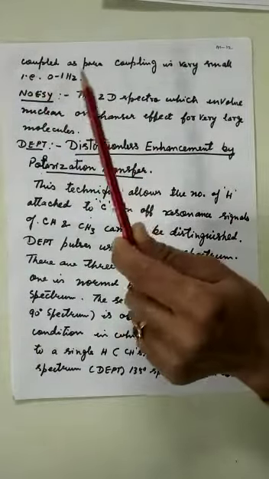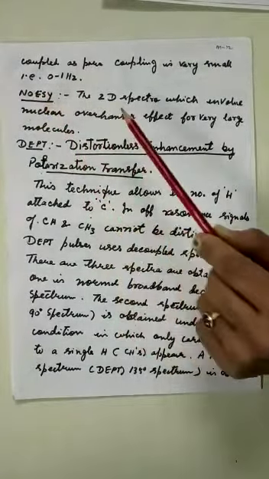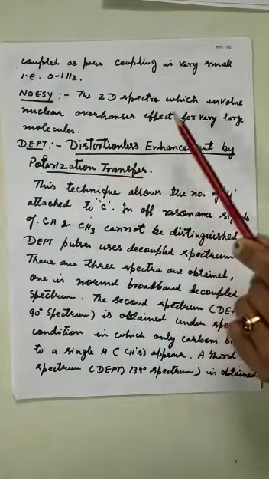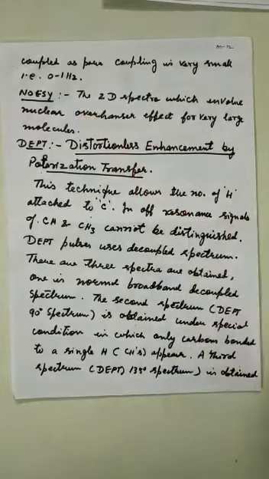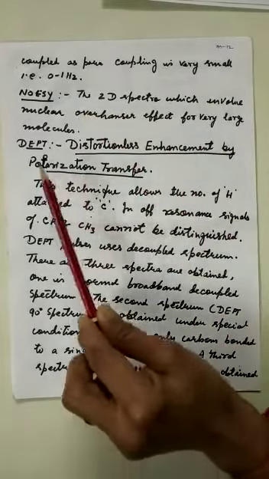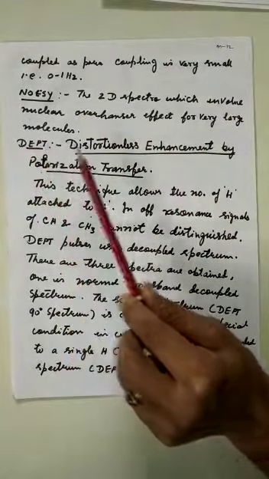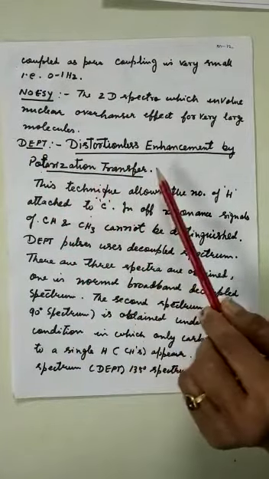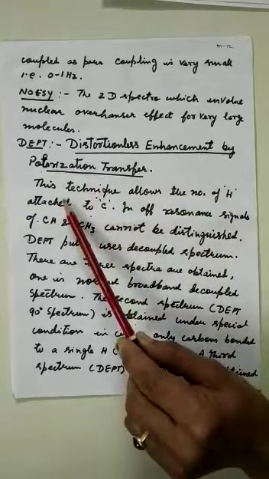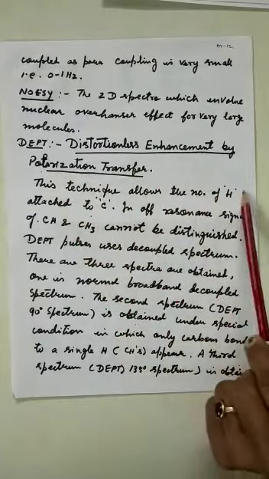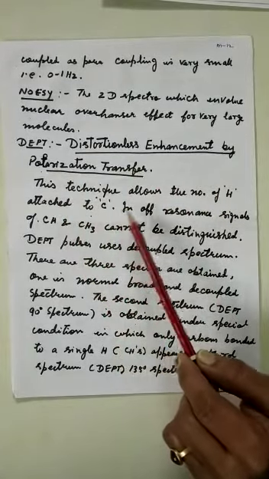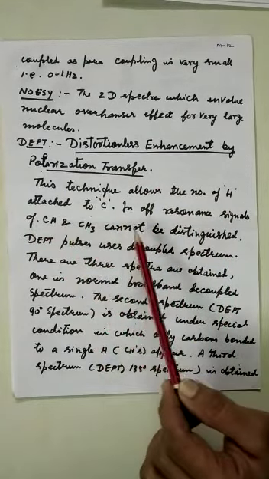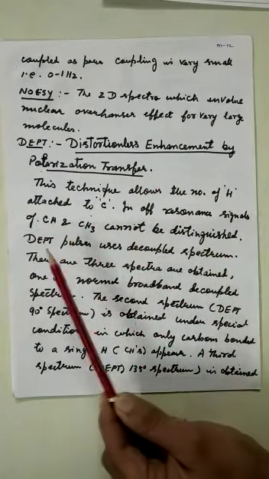Next we are taking the NOESY. It is a two-dimensional spectrum which involves the nuclear Overhauser effect. Next is DEPT, that is distortionless enhancement by polarization transfer. This technique allows determination of the number of protons attached to the carbon. In off-resonance spectra, the CH and CH3 cannot be distinguished, but in DEPT they can.